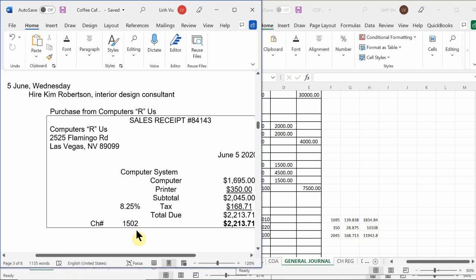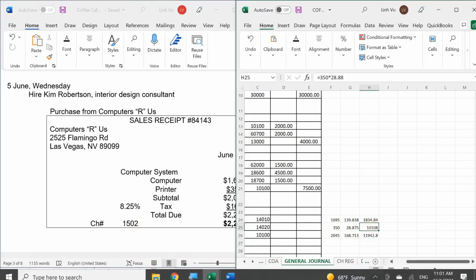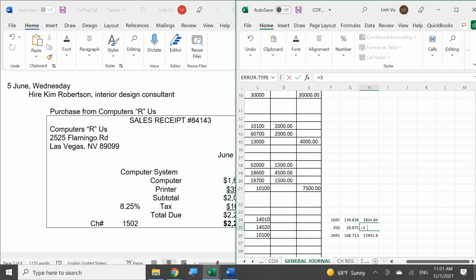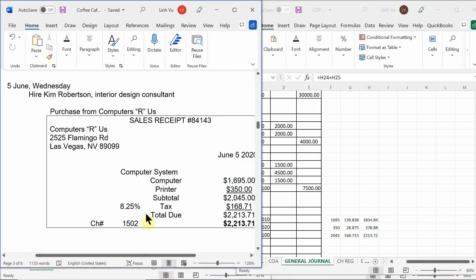No, of course not. In this case, it's a little over. Okay, I think I made a typo here. 350 plus 28.88. No, in this case, I did not pay $2,271.72. How much did I actually pay? I paid 1 penny less.